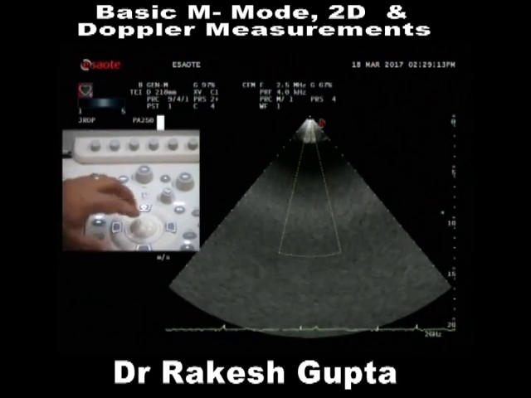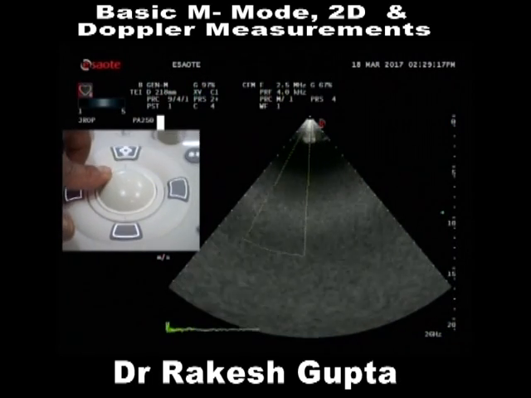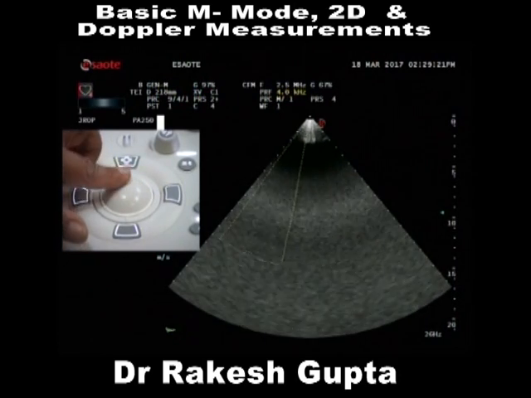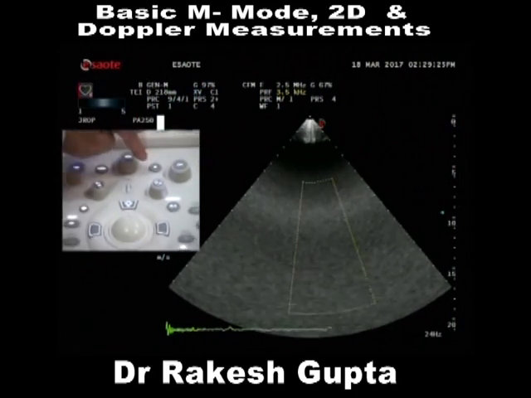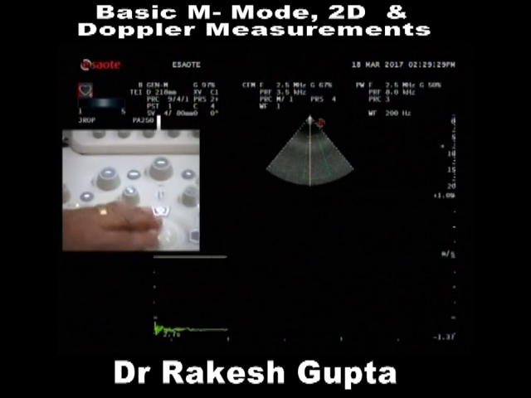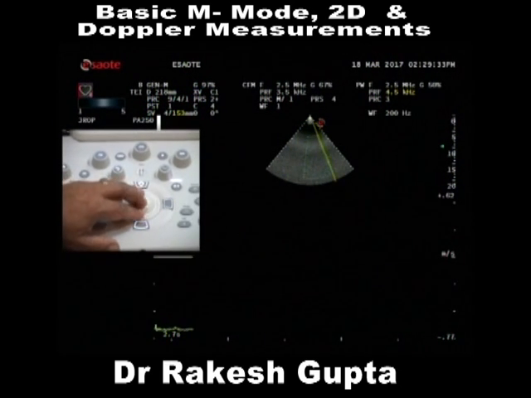What else is left on the screen? Yes, focus on this trackball. What does this trackball do? It moves my cursor, the color box, from left to right. Similarly, it will take the cursor of pulse wave and continuous wave Doppler also. So this is scrolling.